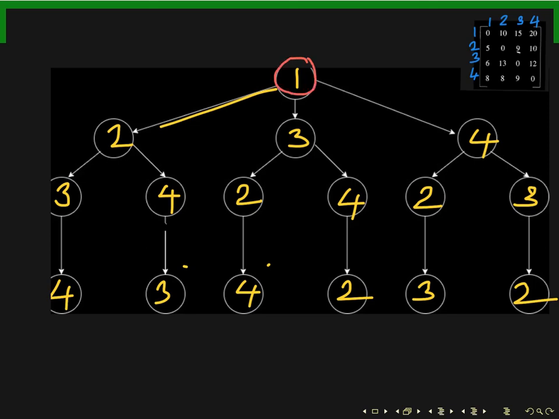And if you want to find the minimum cost path starting at vertex 1, then it will be possible to find it if you are already aware about the minimum cost path from 2 to the rest of the vertices, and the minimum cost path from 3 to the rest of the vertices, and the minimum cost path from 4 to the rest of the vertices. And similarly, if you want to calculate the minimum cost path at 2, it will be better if you already know the minimum cost path at this 3 and this 4.